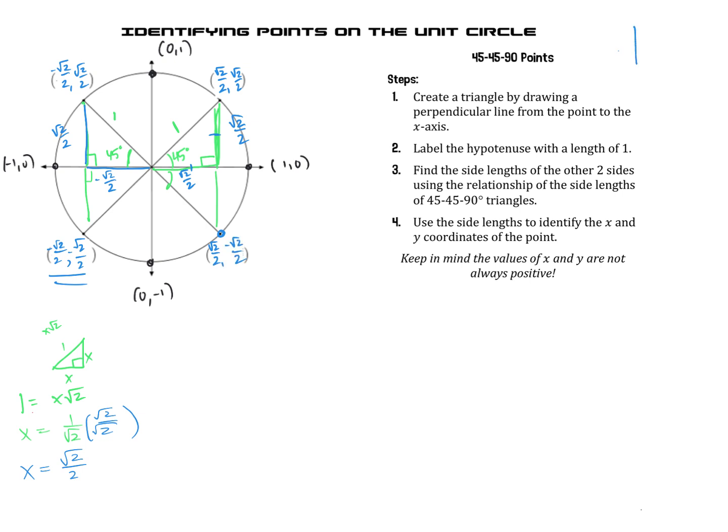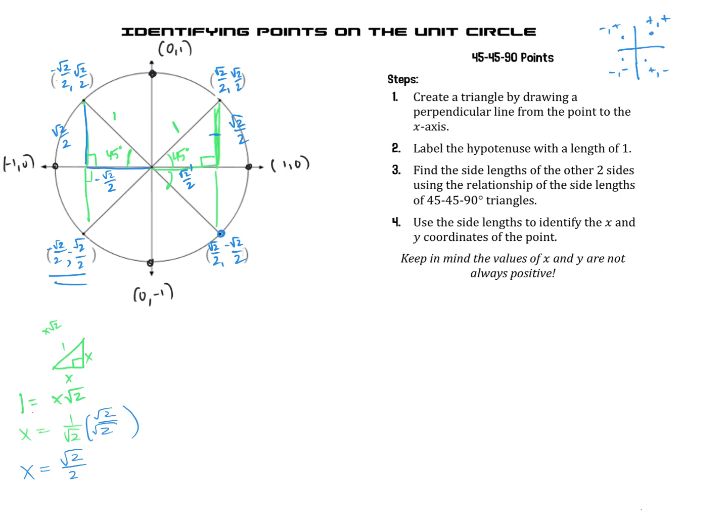And again, you're just thinking about this as if it were any ordered pair in any quadrant. We know that everything in the first quadrant is positive. In the second quadrant, our x's are negative and our y's are positive. In the third quadrant, everything's negative. And in the fourth quadrant, x is positive and y is negative.